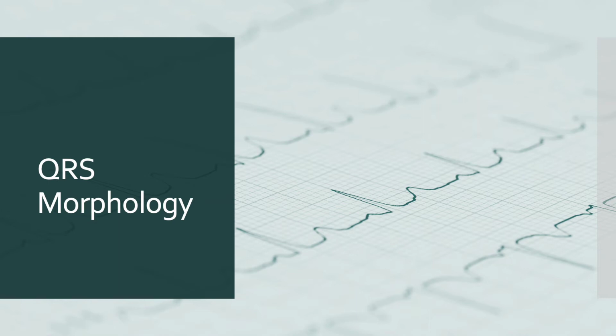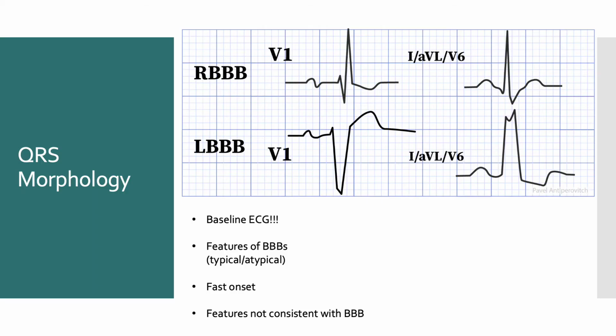Let's take a look at the QRS morphology and how we can use that to distinguish VT from SVT with aberrancy. To use QRS morphology, you have to know what a bundle branch block looks like. So when you look at a wide complex tachycardia, you can decide how good of a bundle branch block it is, rather how convincing it is. So let's take a look at a couple of features.